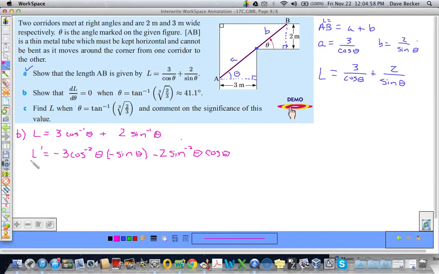So what does that equal? A negative times a negative is a positive, so that's going to equal 3 sine theta over cosine squared theta. Okay, taking this and moving it to the denominator, minus 2 cosine theta over sine squared theta. Okay, and now we have to figure out when this is equal to 0.